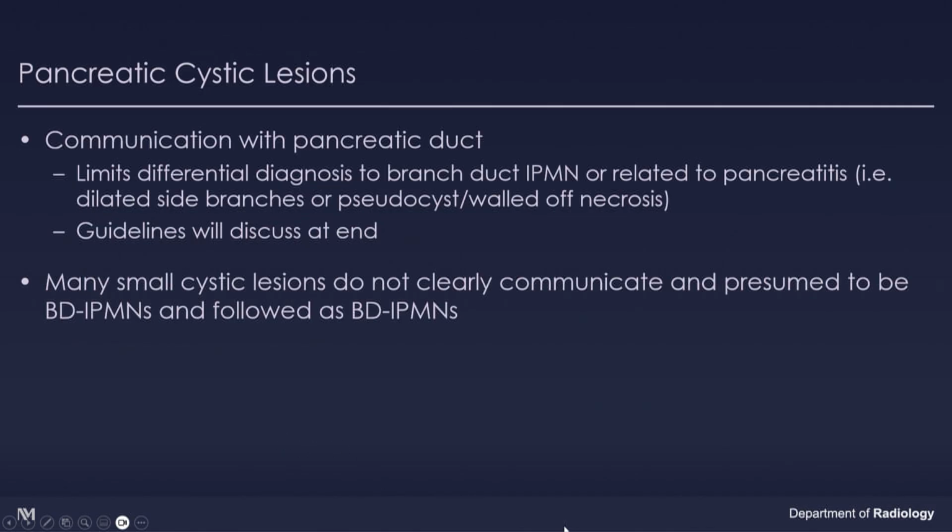So when we look at a pancreatic cystic lesion, the first thing you want to do is see, does it communicate with the pancreatic duct? Because that limits your differential to branch duct IPMNs or related to pancreatitis, whether it's dilated side branches or pseudocysts / walled-off necrosis. And I'll discuss the guidelines at the end of this talk. Many of these small cystic lesions do not appear to communicate, but we still presume that they're probably, especially when they're small, branch duct IPMNs, and we follow them as branch duct IPMNs without necessarily requiring aspiration.